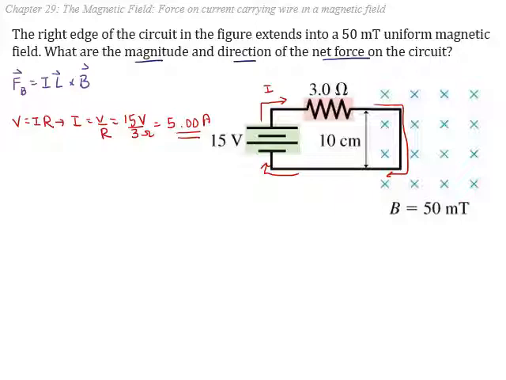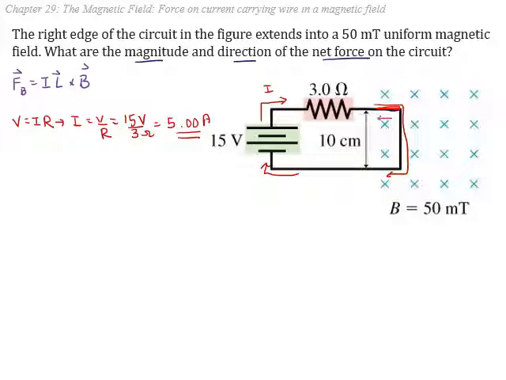Now let's think about our forces. Remember, there's a force on every wire that's carrying current and is sitting in a magnetic field. That applies to 3 sections of our circuit. So along the top here, we have this wire. This part of the wire is in a magnetic field. It's carrying current I and it's in the field.